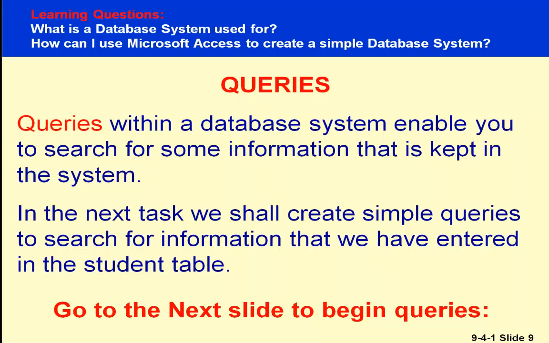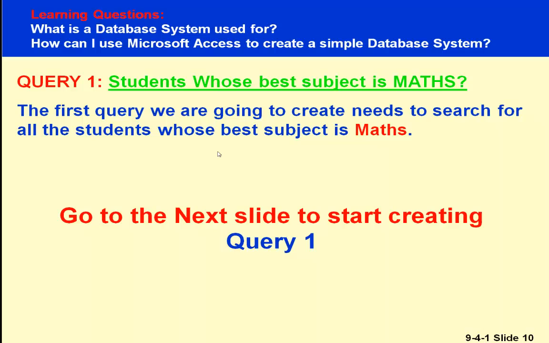Now what happens in Microsoft Access, tables are used for storing the information that you enter into your system, and queries are used to search. For example, you put in some information and you want to search for it. So within a database system we have so many components. So the queries are used to search for the information. And I'll show you an example here.